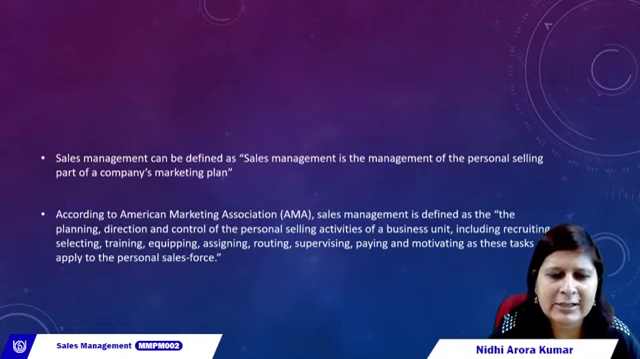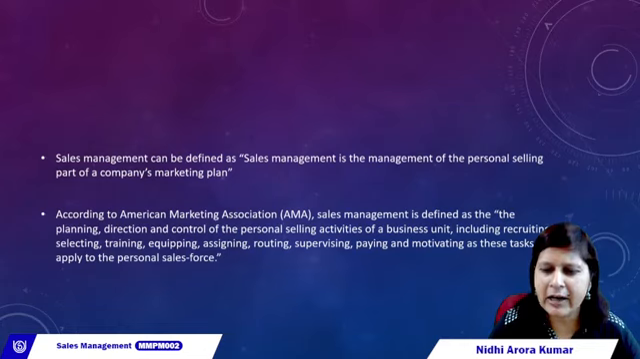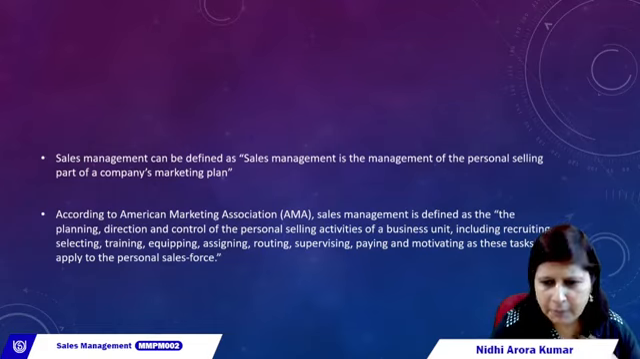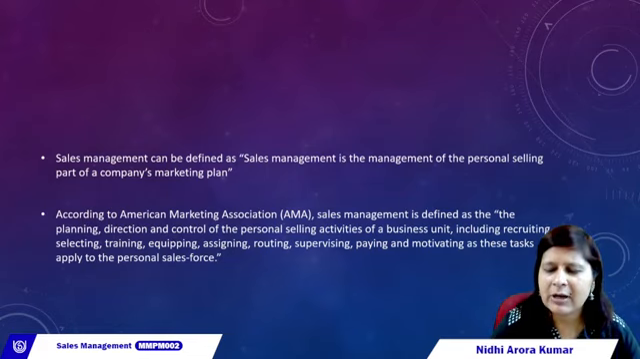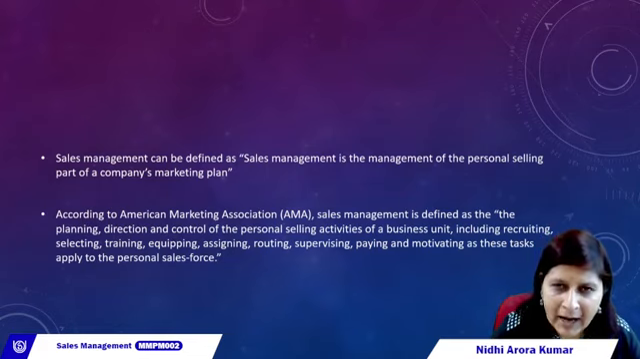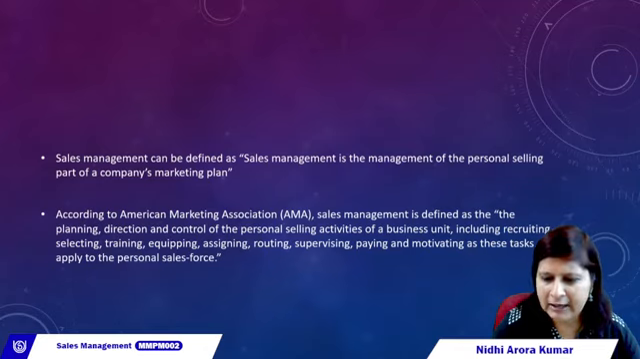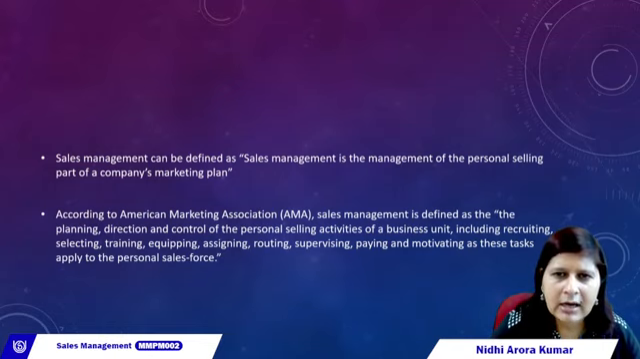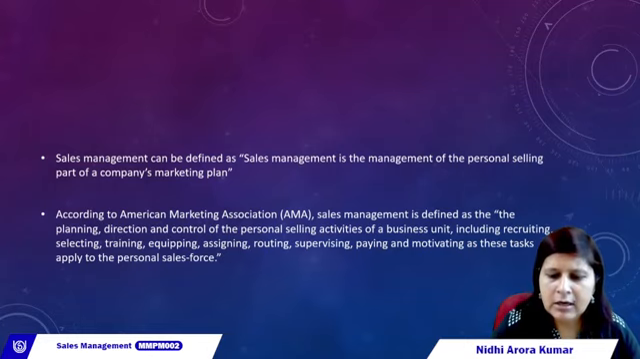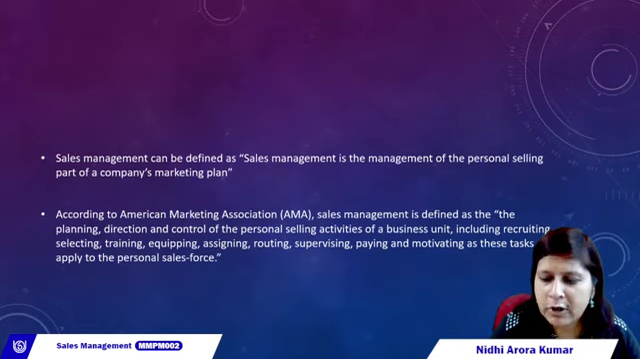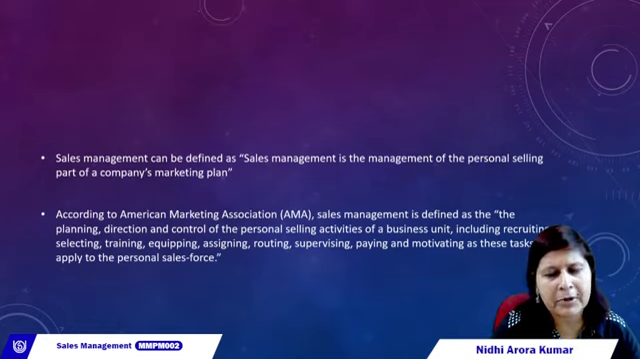How can you define sales management? Sales management can be defined as the management of personal selling, part of the company's marketing plan. According to the AMA, the American Marketing Association, sales management is defined as the planning, direction, and control of personal selling activities of a business unit, including recruiting, selecting, training, equipping, assigning, routing, supervising, paying, and motivating, as these tasks apply to the personal sales force.